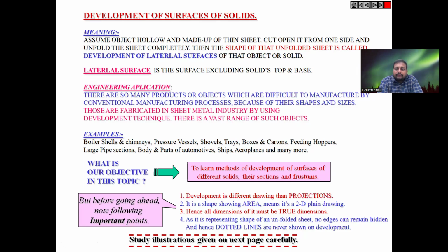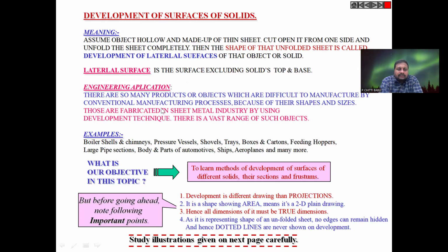For example, in the case of prisms and pyramids, it will be unfolding. In the case of cone and cylinder, it will be unrolling. Development of surfaces means unfolding and unrolling of the solids. Assuming a hollow solid made up of a thin sheet, it will be cut and opened from one side. Just unfold the sheet completely, then the shape of that unfolded sheet is called the development of lateral surfaces of the object or solid.